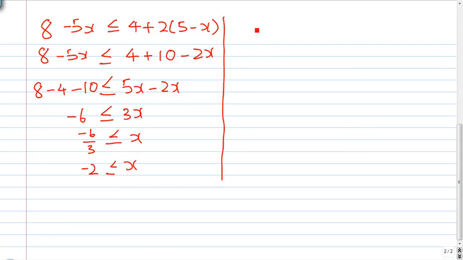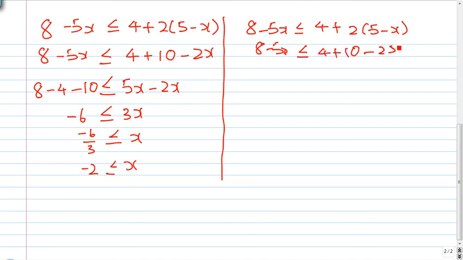So let me do it the other way around. So it's 8 minus 5x less than or equal to 4 plus 2 times 5 minus x. Okay, I get 8 minus 5x less than or equal to 4 plus 10 minus 2x as I expand the brackets. Let me just rewrite this because it's messy. I get negative 5x plus 2x. Now instead of shifting negative 5x to the right hand side of the equation, I shift negative 2x to the left hand side of the equation. I get 4 plus 10 is 14 minus 8. I get negative 3x is less than or equal to 6.